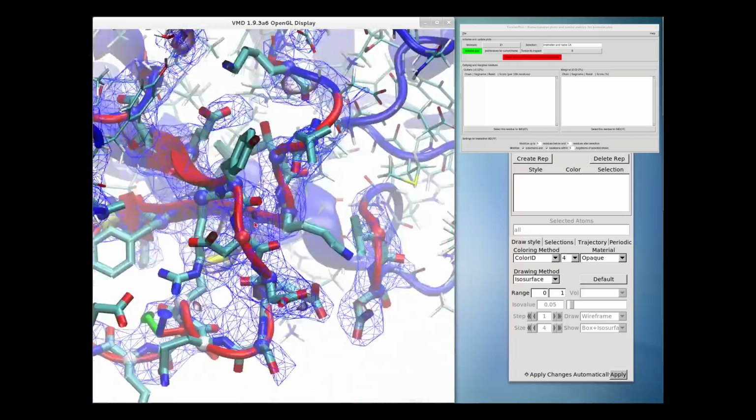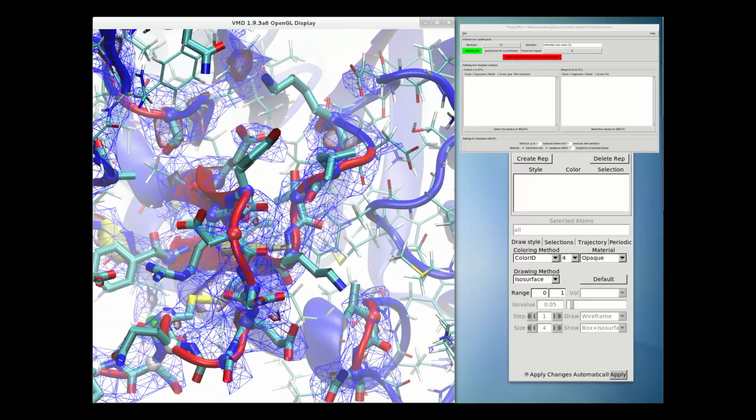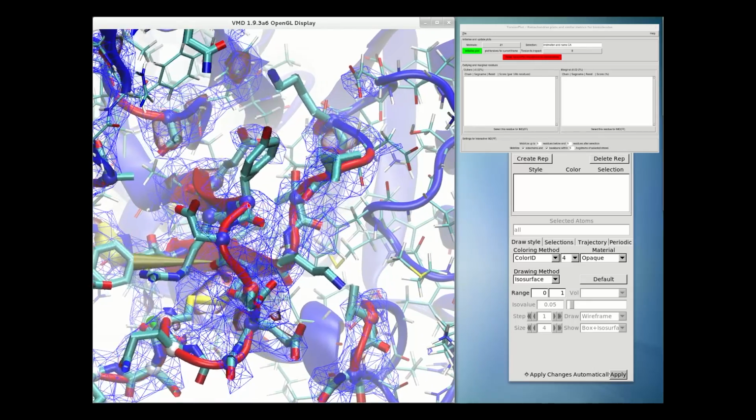At this stage, we're not looking for perfection, but simply to give the structure a quick once-over to clear up the worst of the issues before generating some improved maps. I'll just speed up the playback for a bit.